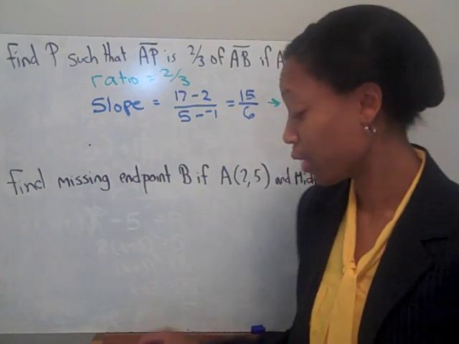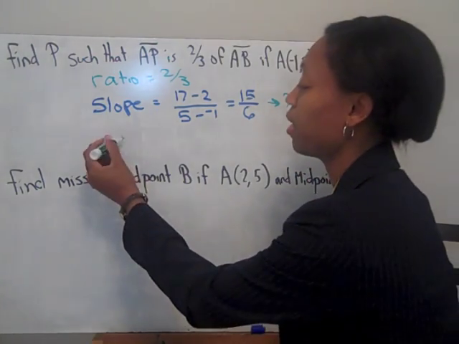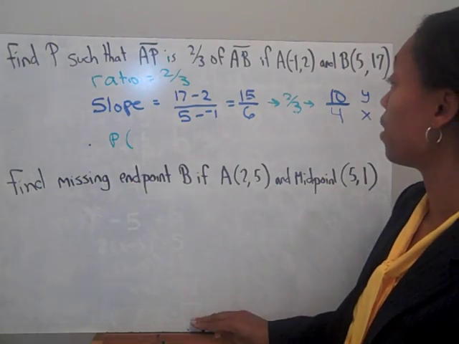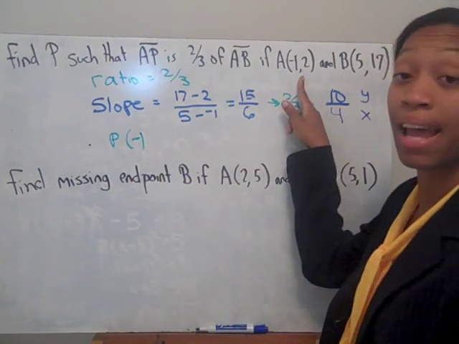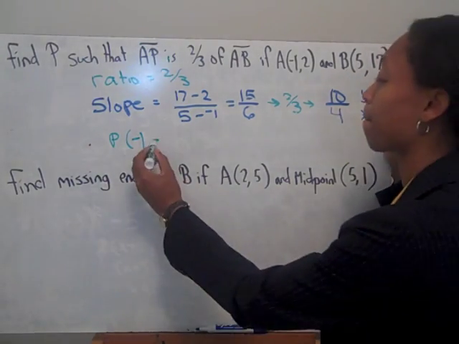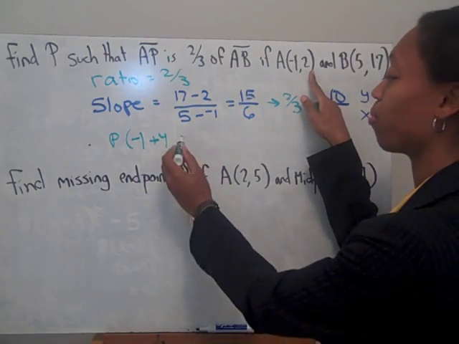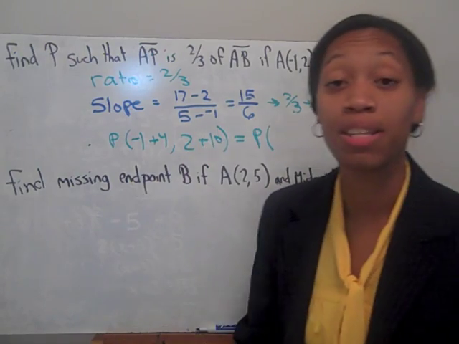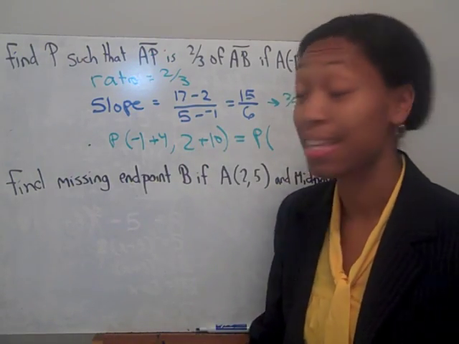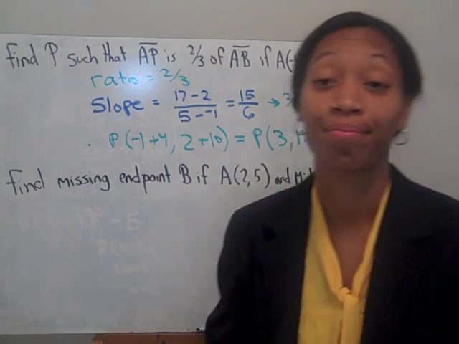So now the final answer, the point P, is going to be, I'm going to add it to my original one. I'm going to start with -1 for my x, and I'm adding in 4. And start with 2 for my y, and add in 10. Which means that my point P is at 3, 12.